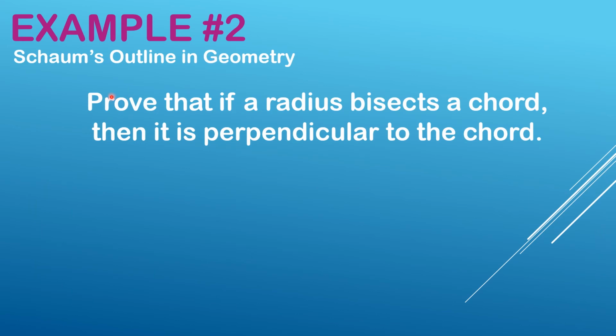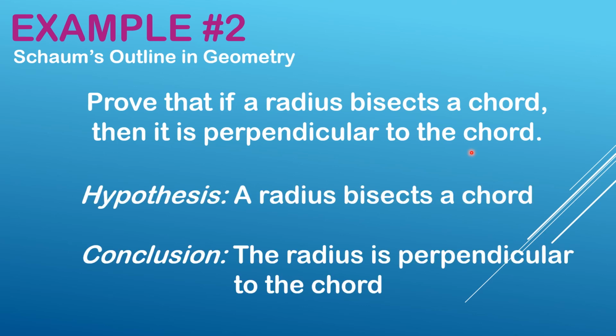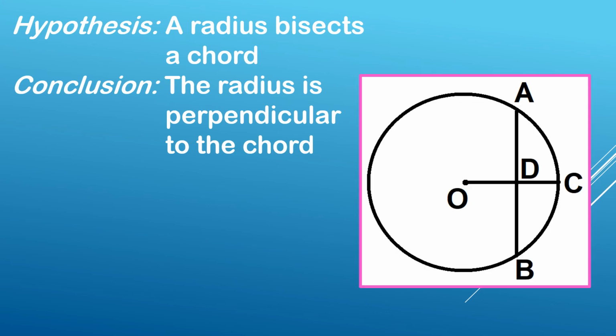Example number 2 was again taken from Shom's outline in geometry. Prove that if a radius bisects a chord, then it is perpendicular to that chord. So the hypothesis is a radius bisects a chord, and the conclusion is that the radius is perpendicular to the chord. So let's have our figure. A radius bisects a chord, so we draw a radius OC and then a chord AB. And so it should bisect chord AB. Now, as a conclusion, it is perpendicular to the chord.